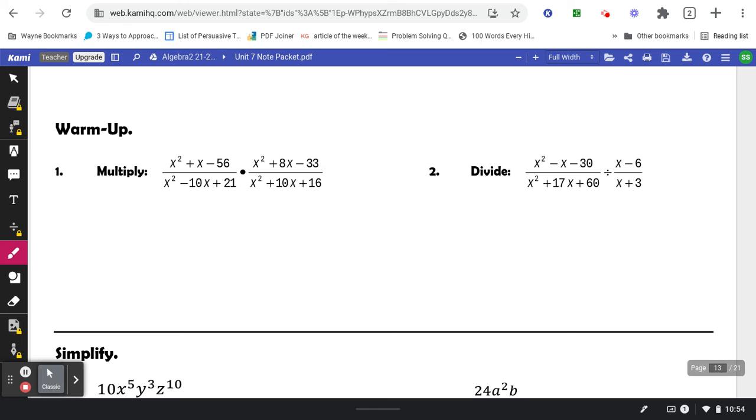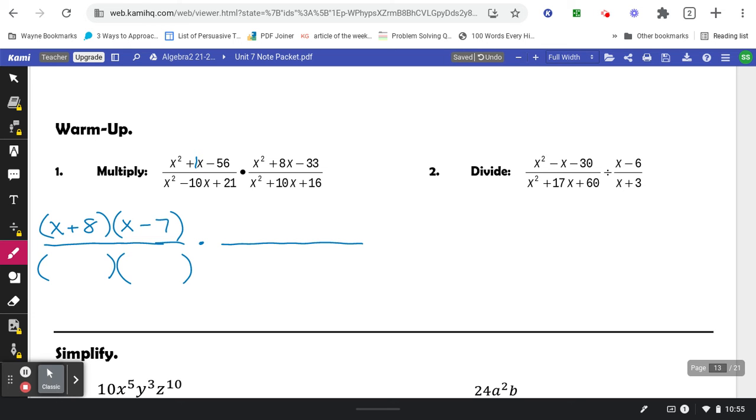Anytime you don't have a number in front of your x in the middle, you're going to put a 1. The numbers that multiply to make 56 and add to make 1 would be positive 8 and negative 7. Then in the denominator, numbers that multiply to 21 have to be 7 and 3. And because those have to add to negative 10, they're both going to be negative.